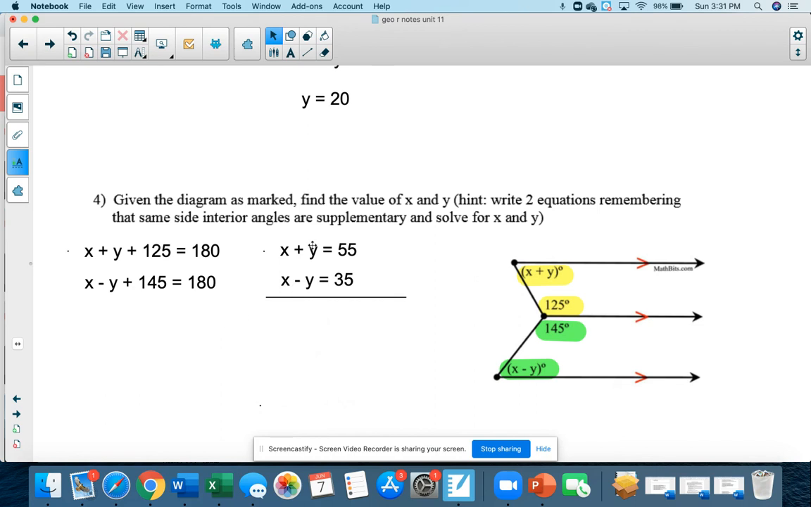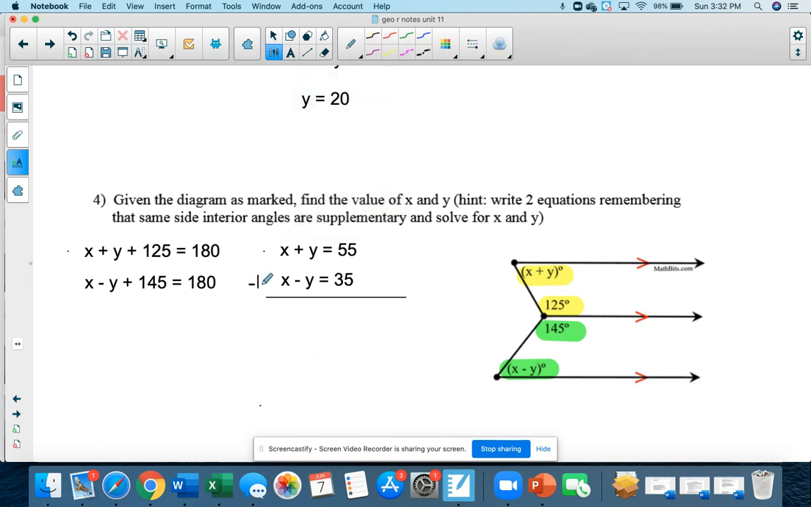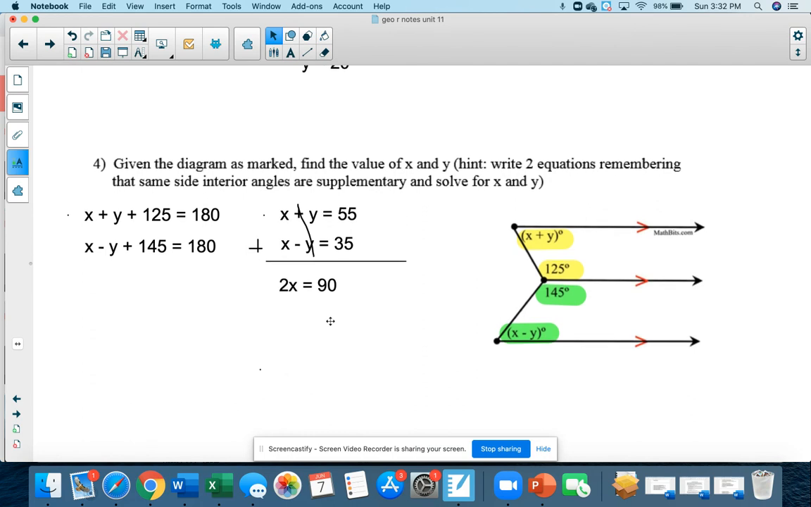Now these are actually perfect because this is a positive 1y and a negative 1y. So if you go to add these equations together, okay, so I'm going to add them, the y's will drop out. So x plus x is 2x, but y plus negative y is gone. And then 55 plus 35 is 90. Now you have to solve for x. The whole idea is to eliminate one of the variables so that you can solve for either one. In this case, we eliminated the y, so now I'm solving for x. I divide by 2, x is 45.